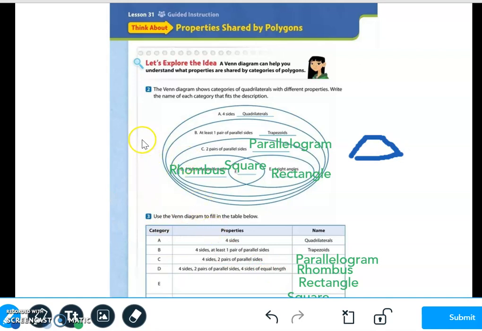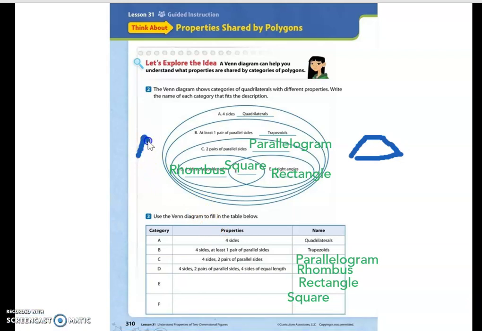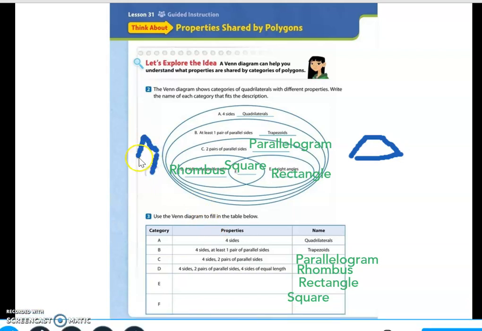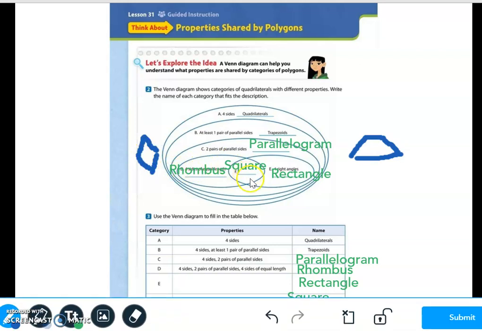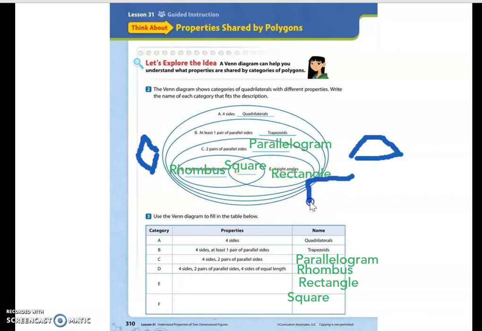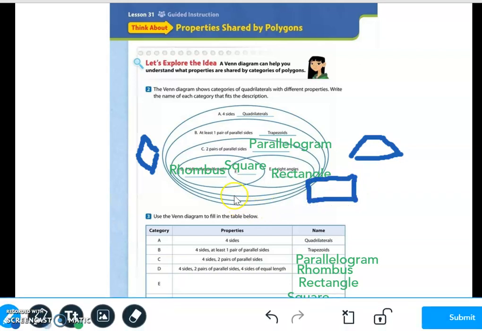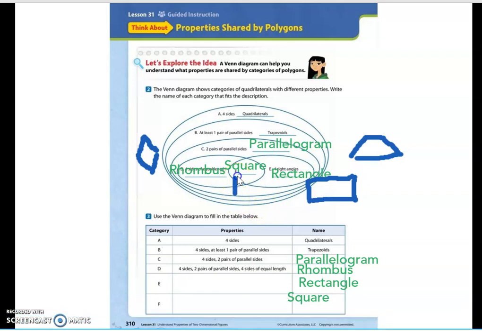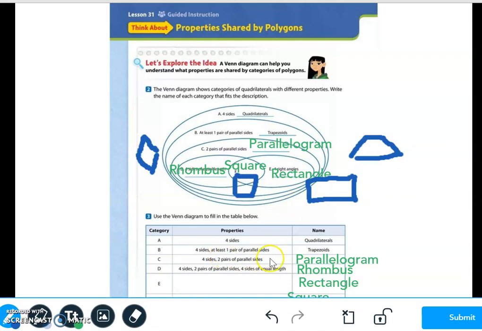We have 2 pairs of parallel sides, so the sides will be the same lengths, and they will be parallel. Next, E will be our 4 right angles, which is our rectangle. And for F, we had our square, which is encompassed. B, we already had our trapezoid. And for A, we had our quadrilateral, which is all of our 4 sides.